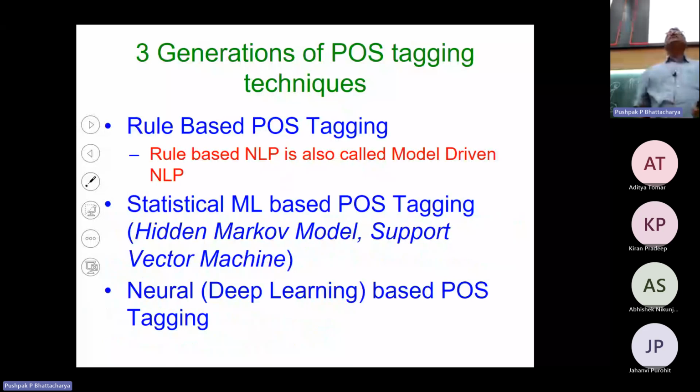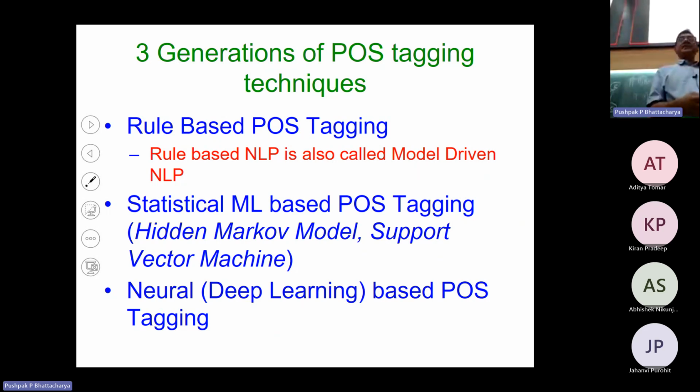Now, let us have some qualitative discussions. Why is part-of-speech tagging a disambiguation task? And if part-of-speech tags are not disambiguated, what will be the problem? So in the early days of natural language processing, we had rule-based part-of-speech tagging. Rule-based natural language processing is also called model-driven NLP, where a human expert with knowledge of language and the task will create an enormous number of rules to solve the task.